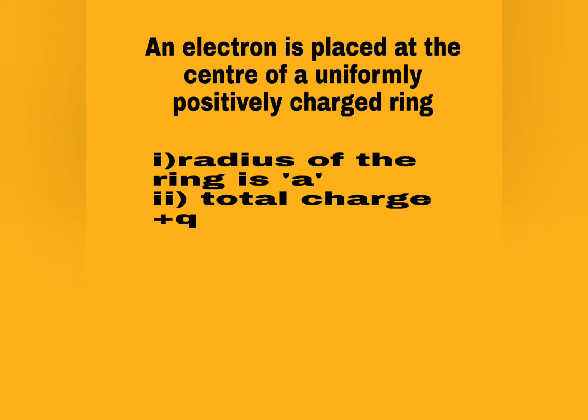Okay, here is our problem. An electron is placed at the center of a uniformly positively charged ring. The radius of the ring is a and the total charge on the ring is plus Q. Here we will set up three different situations.